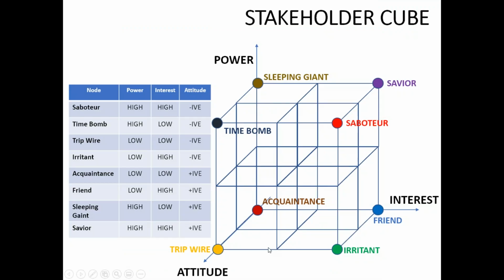Before I go there, this is another research, and it says, similar to what we have just talked about, it talks about the stakeholder cube. Here, power, interest, and attitude. Now he has got power, interest, and attitude, right? On this graph, what are these things? If somebody is high on all, high power, high attitude, and high interest, this is a saboteur. Anyone who is low on everything is an acquaintance.